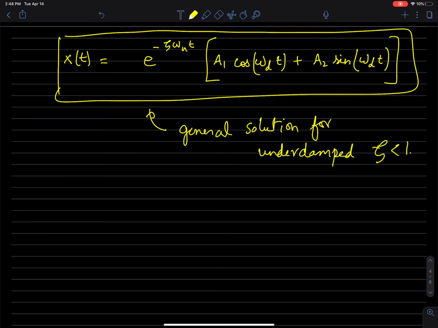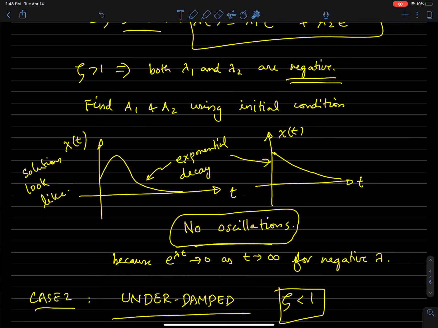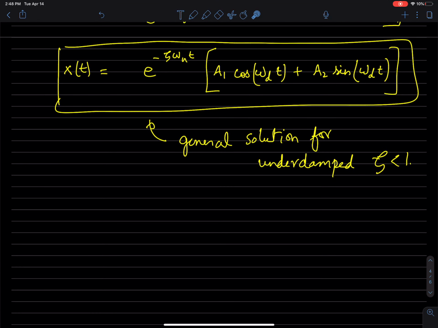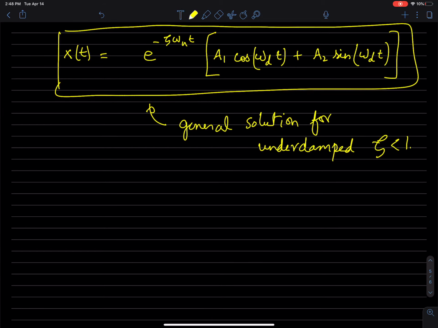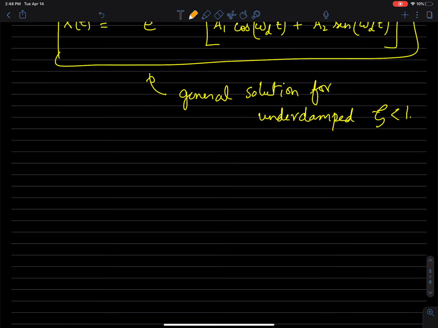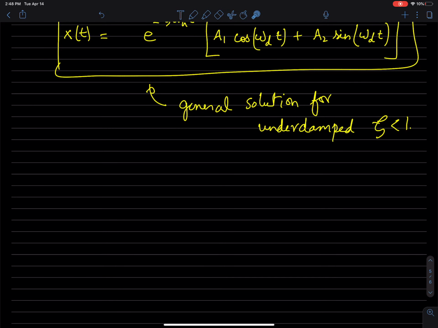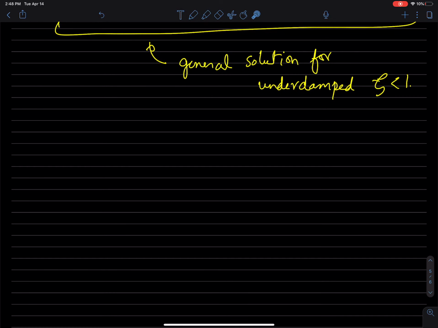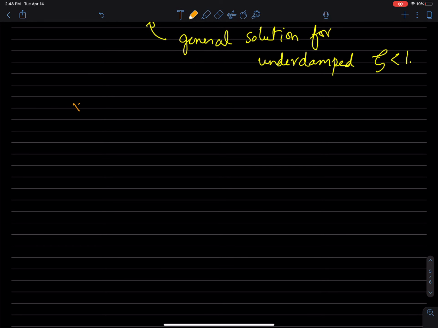What does this solution look like? We saw what overdamped solutions look like. They just sort of decay exponentially to 0. Underdamped solutions look like this. So if you take a look at, well, let me actually unpack this expression. Let me just write it again so that it's convenient here.